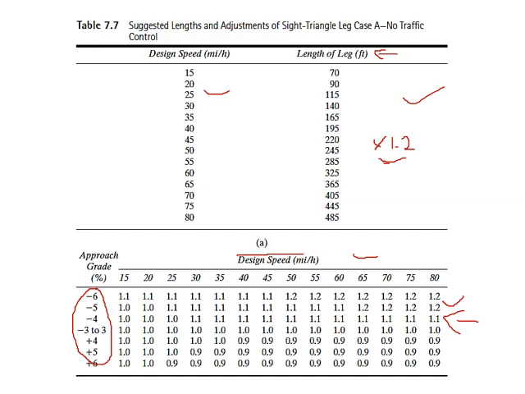Now you can see, when the gradient is in this range, -3 to +3, the adjustment factor is 1. That means no adjustment. Basically 1 means no adjustment, right? You multiply anything with 1, you get the same thing. So if the gradient is in this range, then you can proceed without any adjustments.